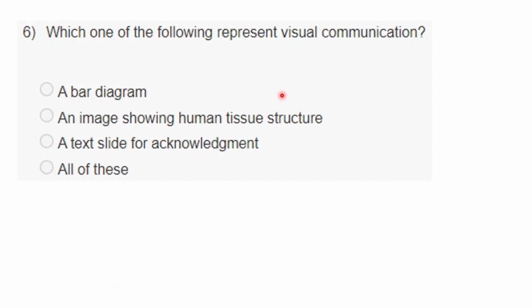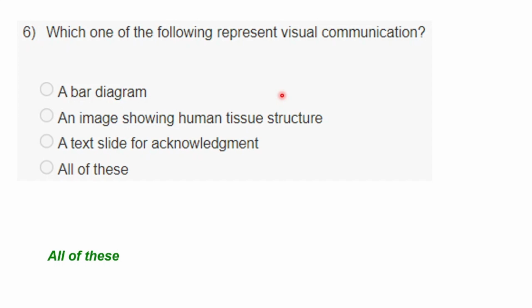All of the. Yeah, pretty much. A bar diagram is obviously visual communication. Nobody is speaking, and it's not a gesture. A bar diagram is generally plotted to showcase results when you are doing any kind of experiment. You are trying to compare different samples. Basically, a bar diagram can be a very good way to plot that.